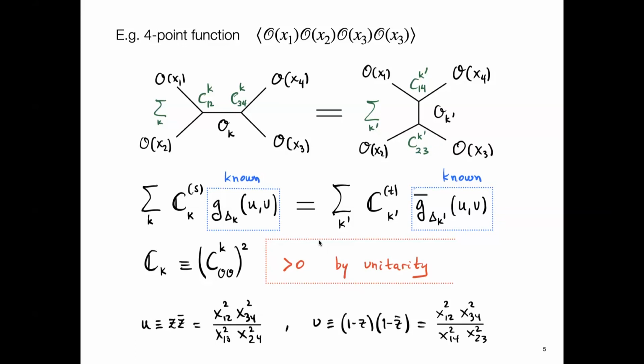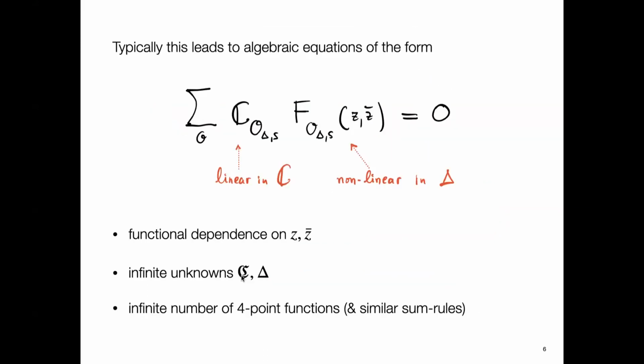The general setup is that you write down these equations, and in general, you get algebraic equations of this form, and you want to solve them for the C's and the deltas. What makes this interesting and complicated at the same time is that this has a functional dependence on the cross ratios, or what I call z and z bar here. And there are an infinite number of unknowns, C's and deltas. And you also have an infinite number of 4-point functions that you can consider. So every time you write down a 4-point function, you get a sum rule, if you want, and you have to solve all of them together. So obviously, the complication here is that you have to work in an infinite dimensional space.